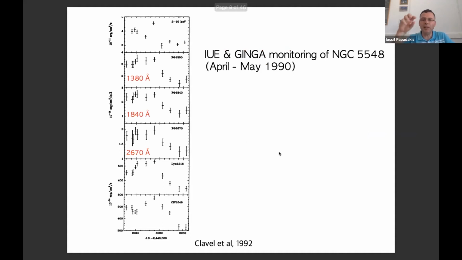I mean, even at the beginning of the 1990s, when we first observed these asymmetric iron line profiles and so on, people went out there and used IUE, the International Ultraviolet Explorer. It was observing in UV wavelengths, 1,380, 1,840, 2,370 angstroms. And Ginga was a Japanese X-ray satellite. So these two satellites monitored NGC 5548 in April and May 1990. And then in 1992, the results came out.